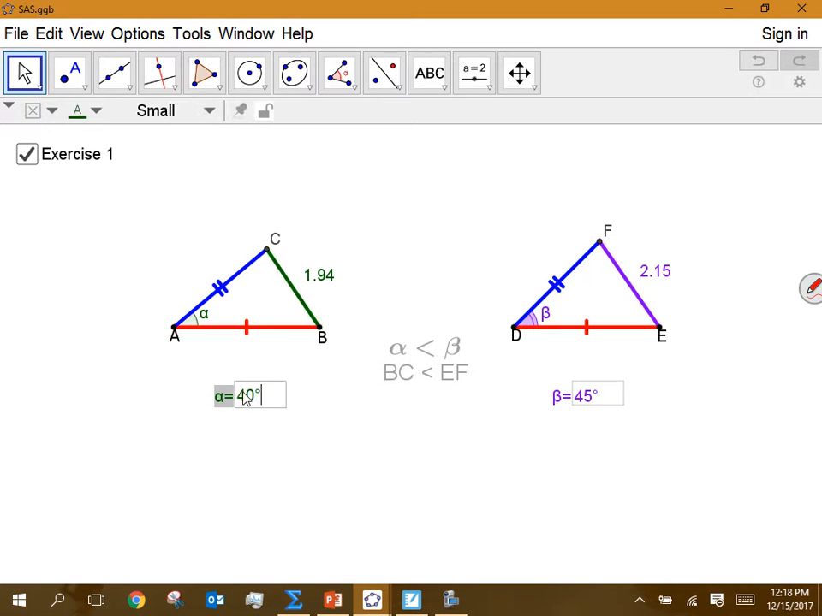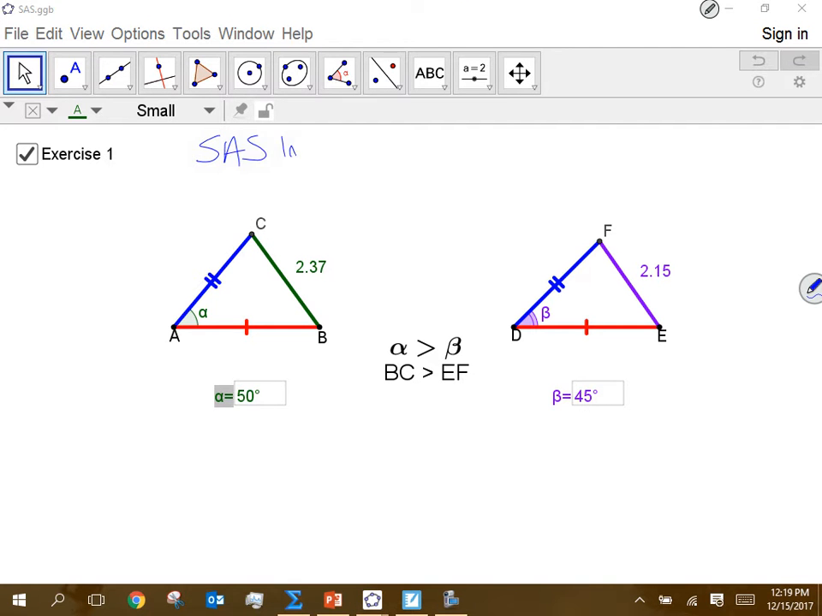And then if I make this one 50, alpha would be bigger than beta, right? So this side here is going to become bigger than what? This number is going to be bigger than 2.15, isn't it? So I hit enter, and we do see that number is bigger than 2.15. So that's the side, angle, side inequality. Sometimes textbooks call it the hinge theorem.